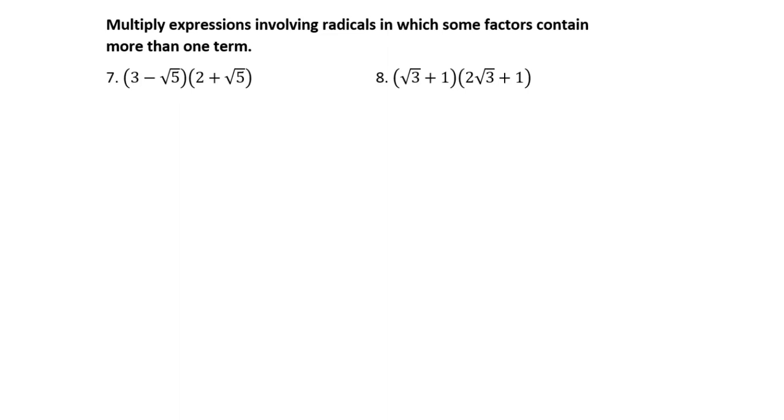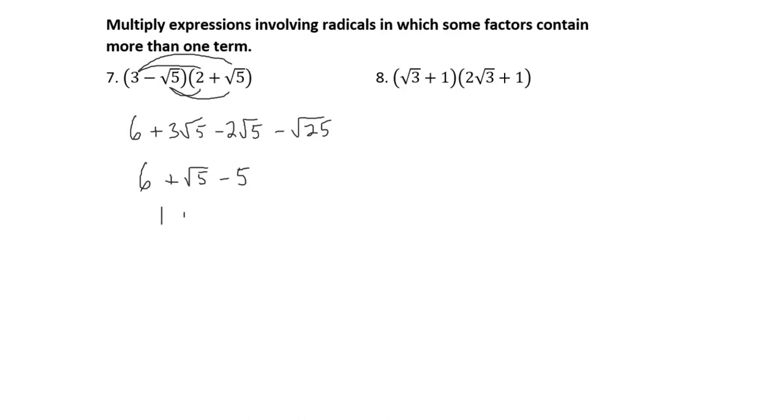All right, here's our last one. This would be a little different because, as you notice, these are different, so it's not going to be like the previous 4 examples where the middles canceled out. 3 times 2, 6. 3 times square root of 5, 3 root 5. On the inside, we have negative 2 root 5 and a minus square root of 25. Then we end up with 6. 3 root 5 minus 2 root 5 is plus 1 root 5 minus 5. And 6 minus 5 gives us 1 plus root 5.